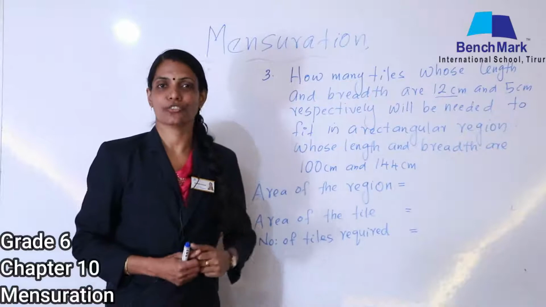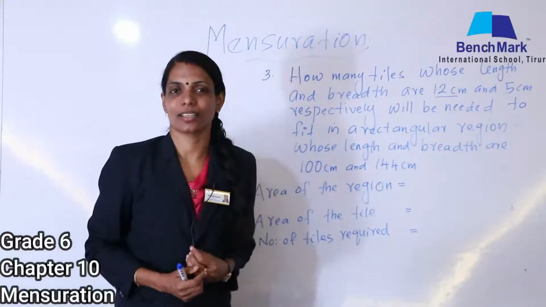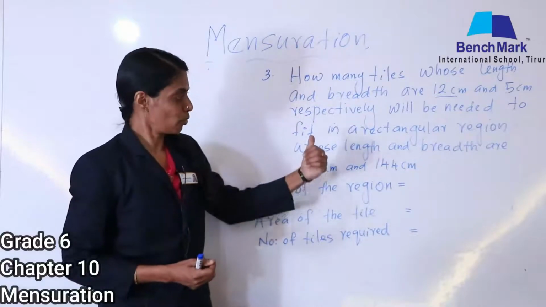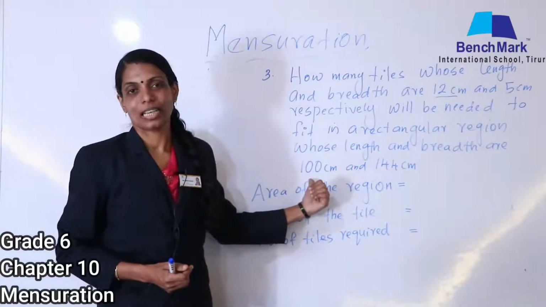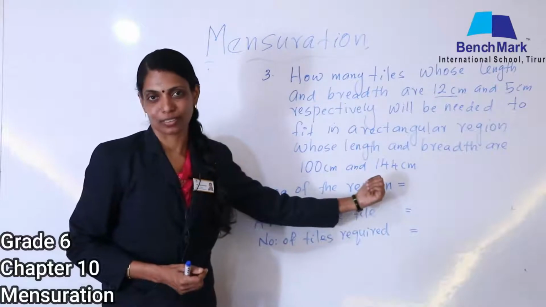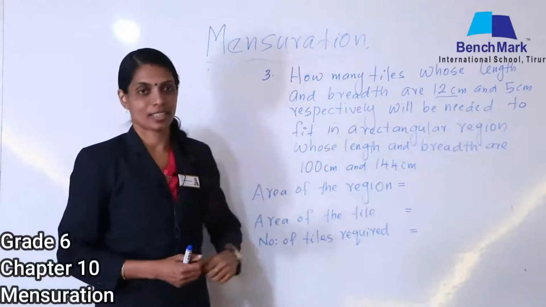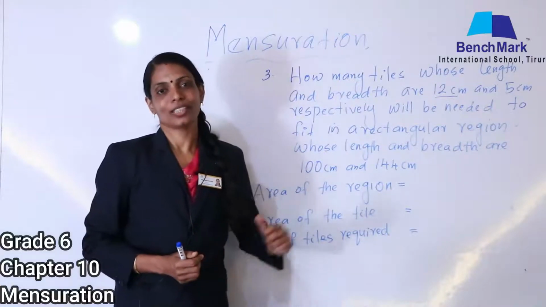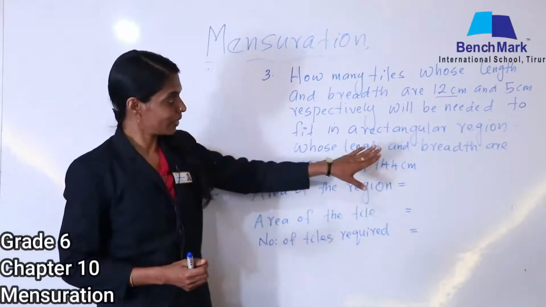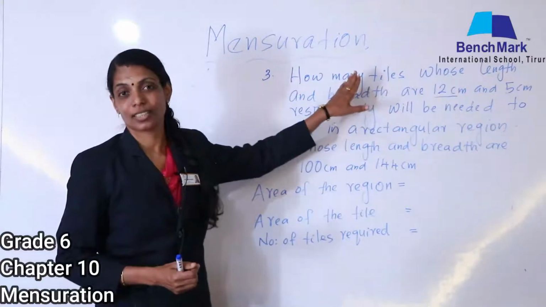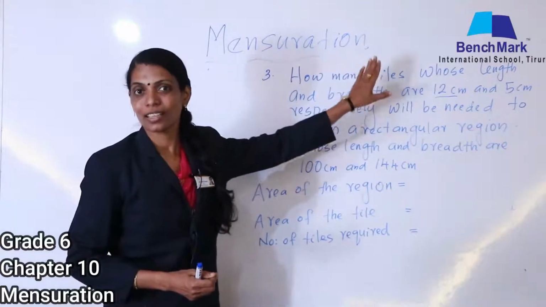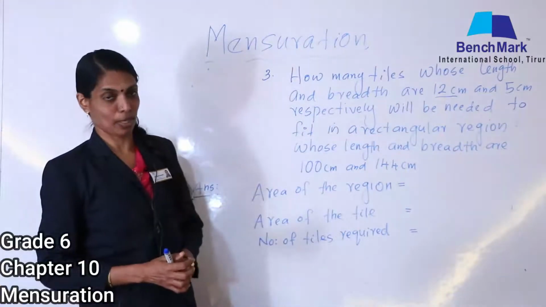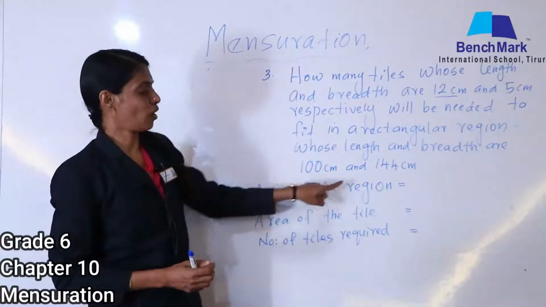So the question is to find how many tiles are required to fit in a particular region, and for that region the length and breadth are given. So when such questions are there, we have to go for finding the area of the region first, and then we have to go for finding the area of the tile given to us. So let's analyze the question and go for the steps one by one. Let's go for the area of the region.